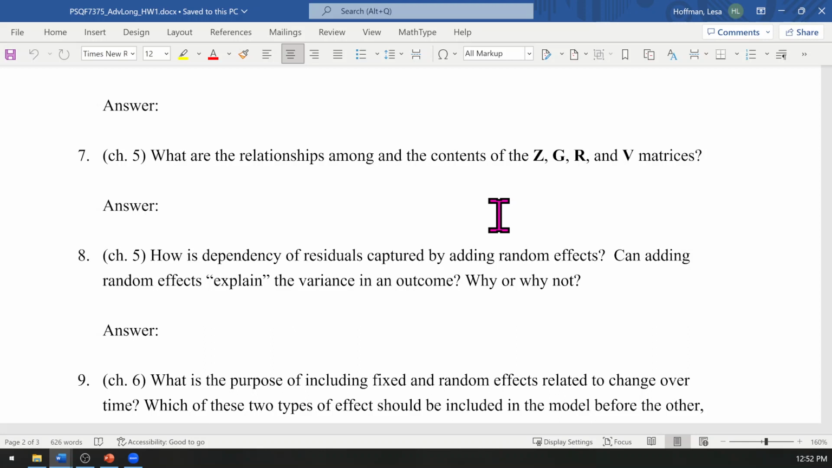Yes. Not added, because Z gets in the process of the combination, but yes, you can conceptually think of V as G and R put together. And then Z is like what you do to make that happen. Yes. Z is what you do to make that happen.